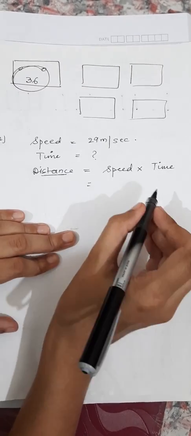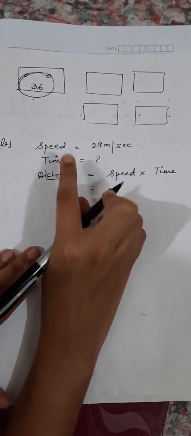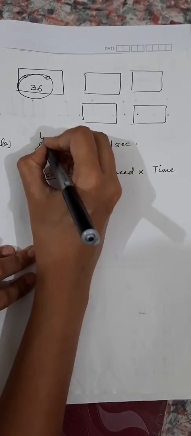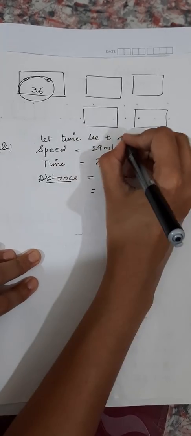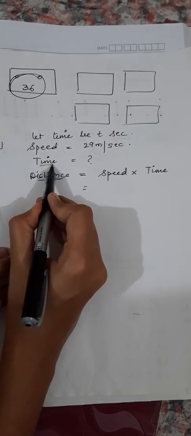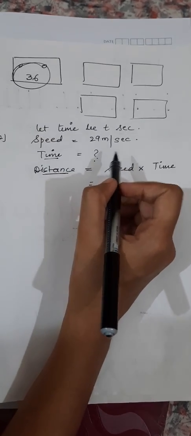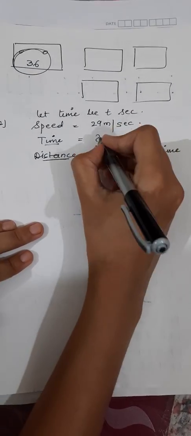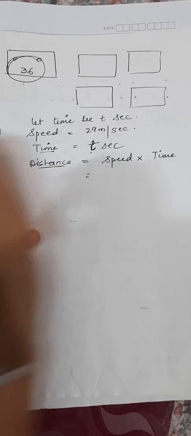The question is, they have asked you to tell the distance in terms of the time t. So here I am going to assume that the time is t seconds. Here I am going to write let time be t seconds, because we don't know the value of the time, and if we don't know the value of the time, I am going to consider any variable, and the variable can be t. So I am going to take it as t.